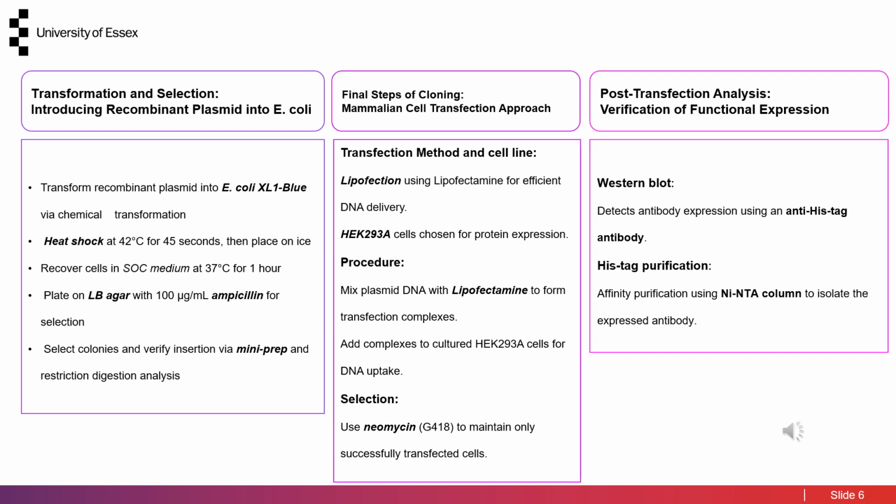Colonies were grown overnight and plasmid DNA was extracted via mini-prep, allowing for verification through restriction digestion and agarose gel electrophoresis. These processes enable confirmation of successful gene insertion by comparing fragment sizes with the expected ones, ensuring the correct vector has been engineered. The next step is transfection into mammalian cells and selection.